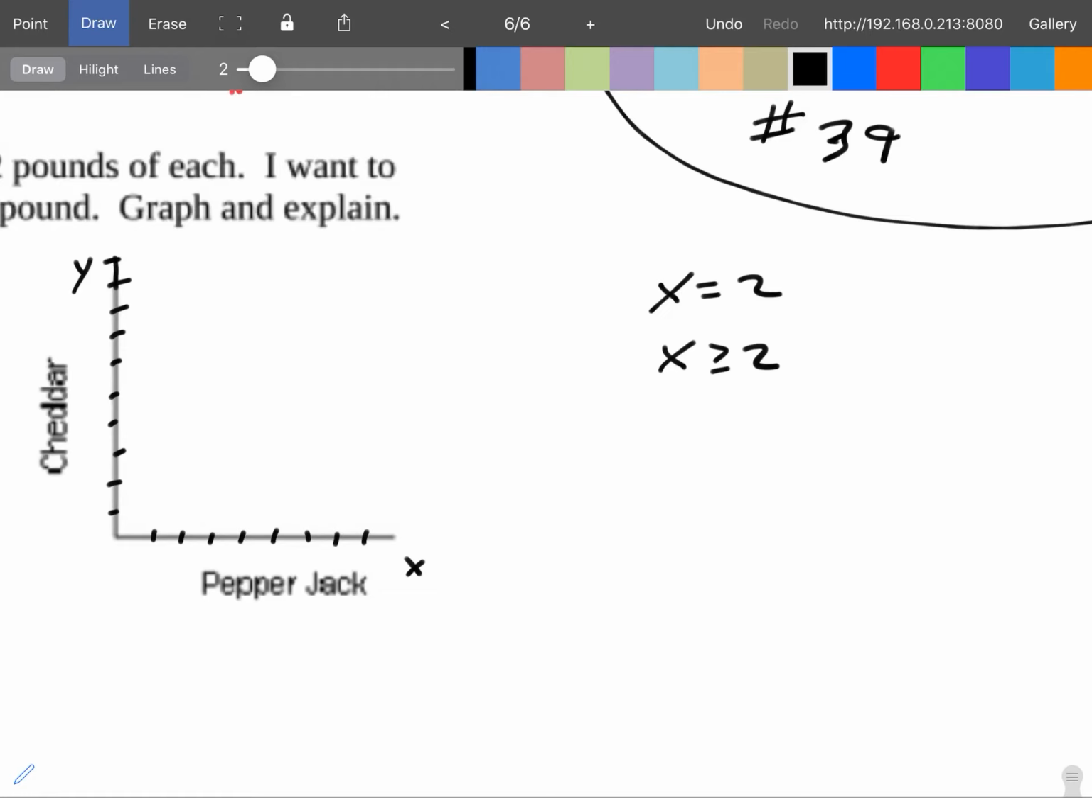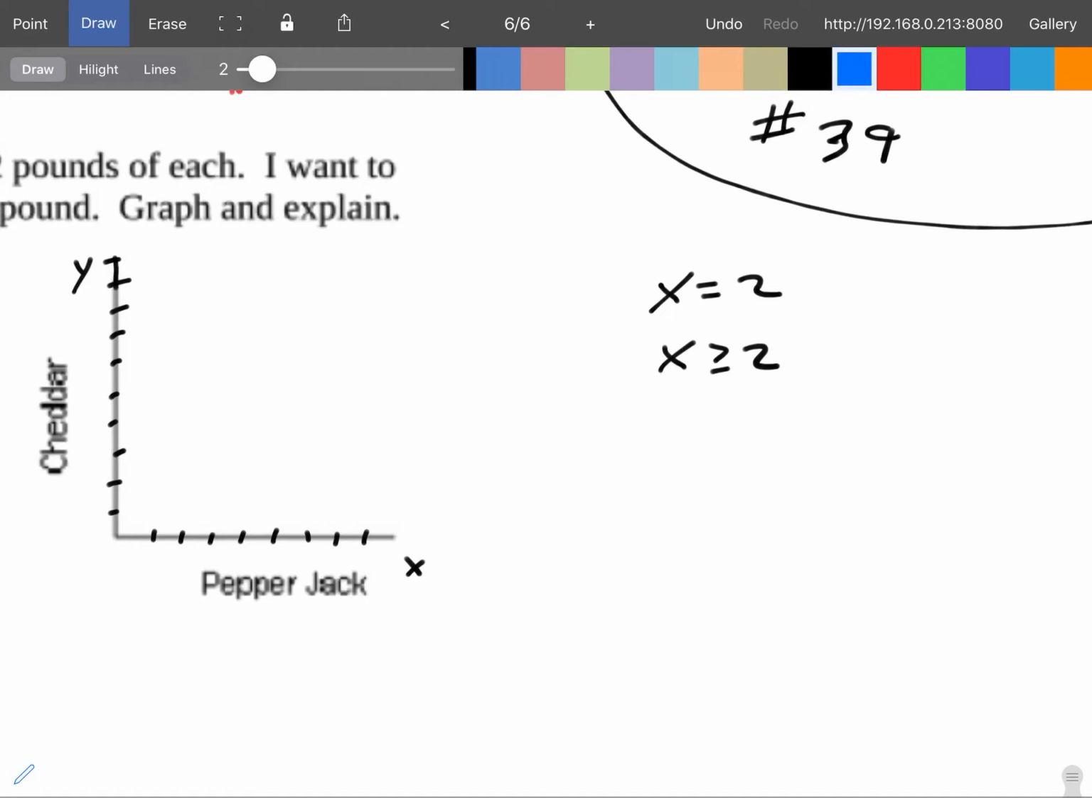What do you think? If you have a line and all the x coordinates are always 2, the y coordinates could be anything. Is that going to be vertical or horizontal? Straight up and down or straight across? Come on, think about it. Think about a bunch of points where all the x coordinates are always 2. Horizontal? No, that would be y equals 2.